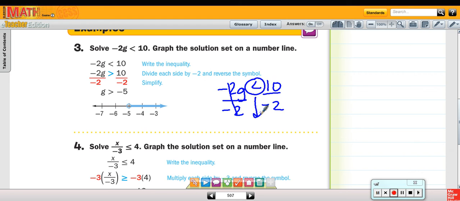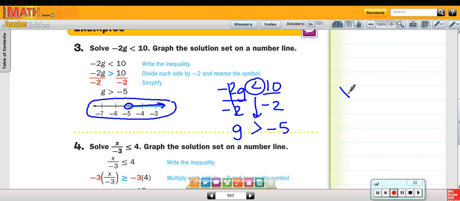So as soon as I see these negatives, this symbol right here is going to reverse. Instead of less than, it's going to become greater than. So I now have g is greater than negative 5. And when I graph that on the number line, it's not equal to, so it'd be an open dot, and it's all the values that are greater than negative 5. Look at number 4. Here I have x divided by negative 3 is less than or equal to 4.